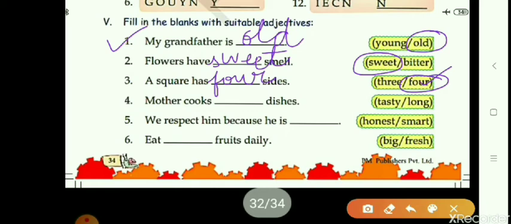Number 4. Mother cooks blank dishes. Now, mother cooks long dishes or tasty dishes? Mother cooks tasty dishes. Tasty, tasty. Mother cooks tasty dishes.